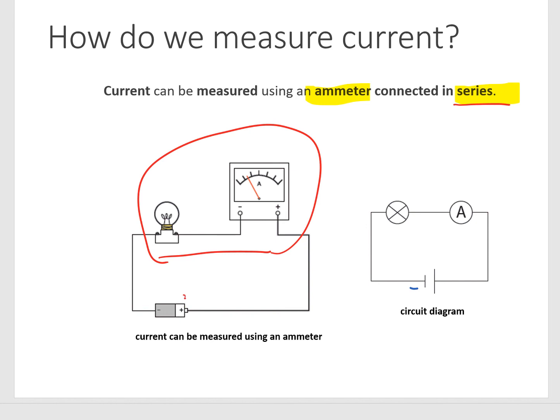So can you see the battery here? This is the positive terminal, and it will be connected to the positive terminal of the ammeter. And this negative goes to the negative.